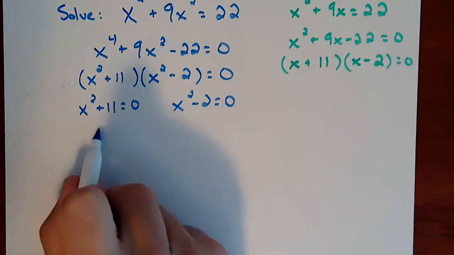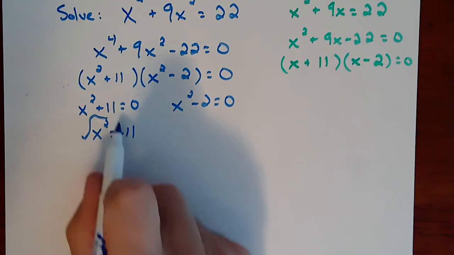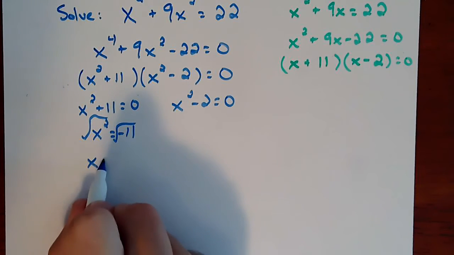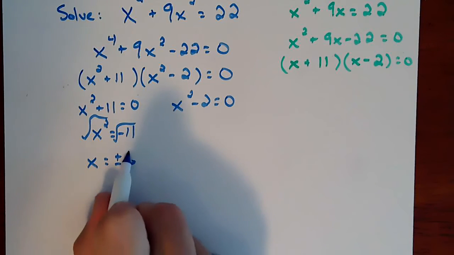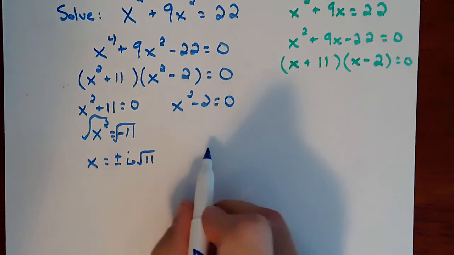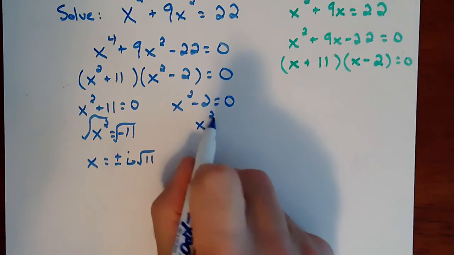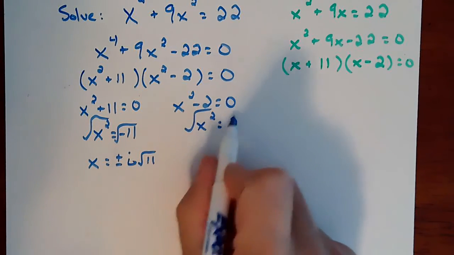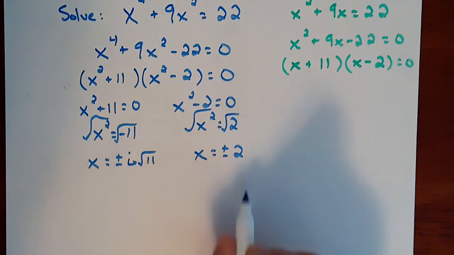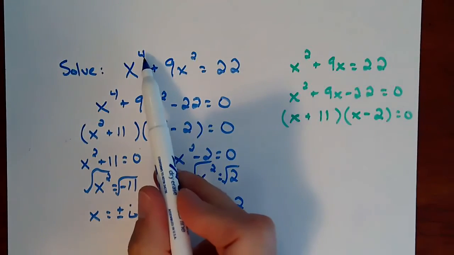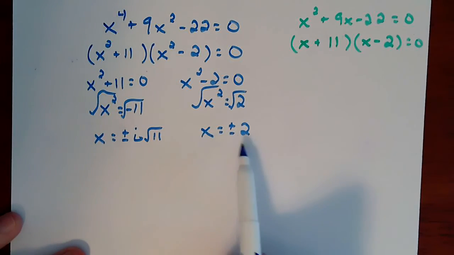So here I would subtract 11. So x squared is going to equal negative 11, square rooted. So x is going to equal plus or minus, you're going to have an imaginary because of the negative, i square root 11. And then you're going to have, bring the 2 over, x squared equals 2, square root, x equals plus or minus square root 2. So you get 4 answers. The power on this tells you you're going to get 4 answers. And we get 2 of them that are imaginary, 2 of them that are real.